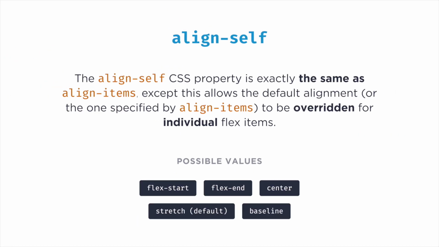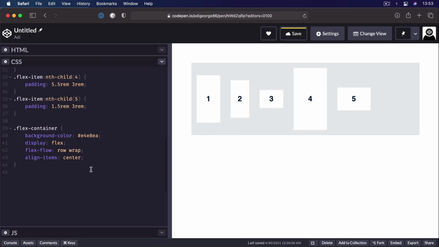Align self is exactly the same as align items, except this allows the default alignment, or the one that is specified by align items, to be overridden for individual flex items. In other words, you can use this property selectively on items you want to align differently. It has the same values as align items, and let me show you a quick example. So here we have the same demo as before.